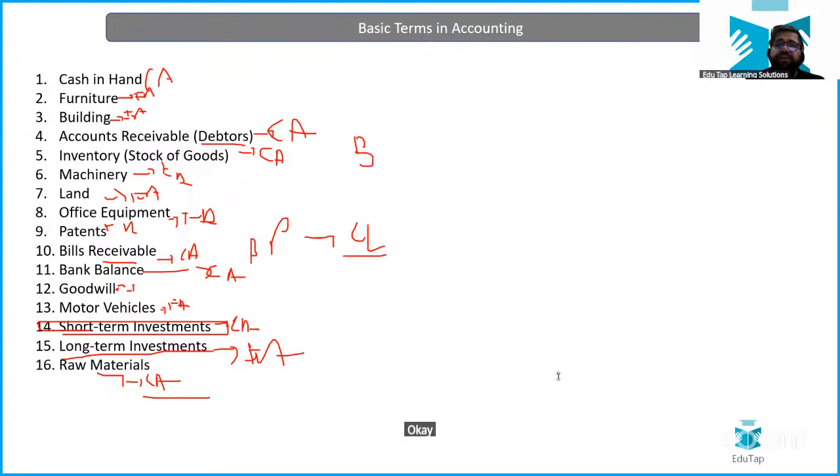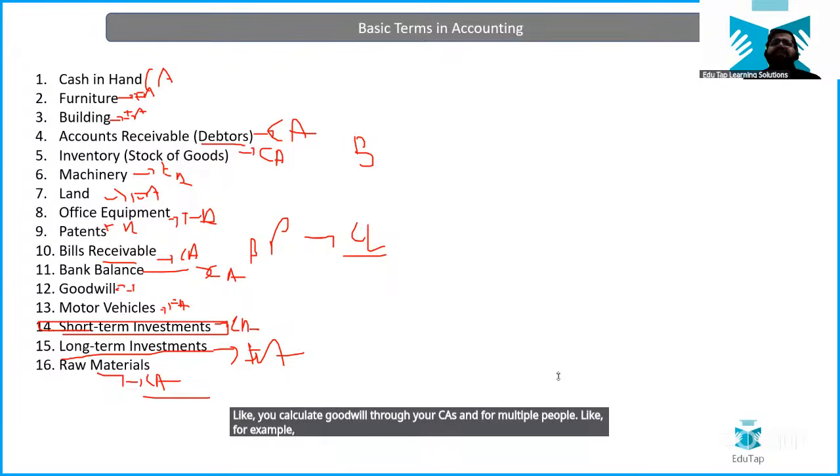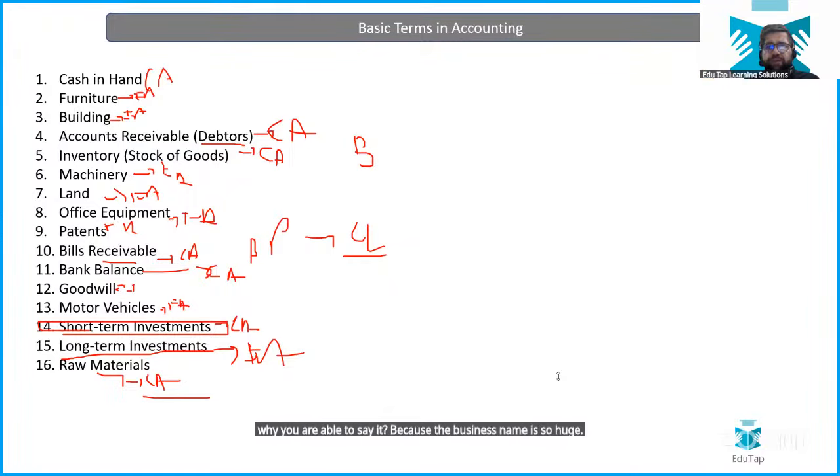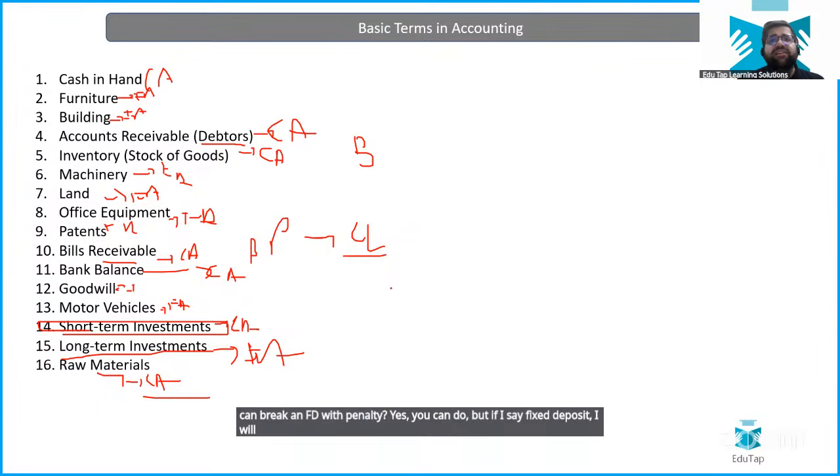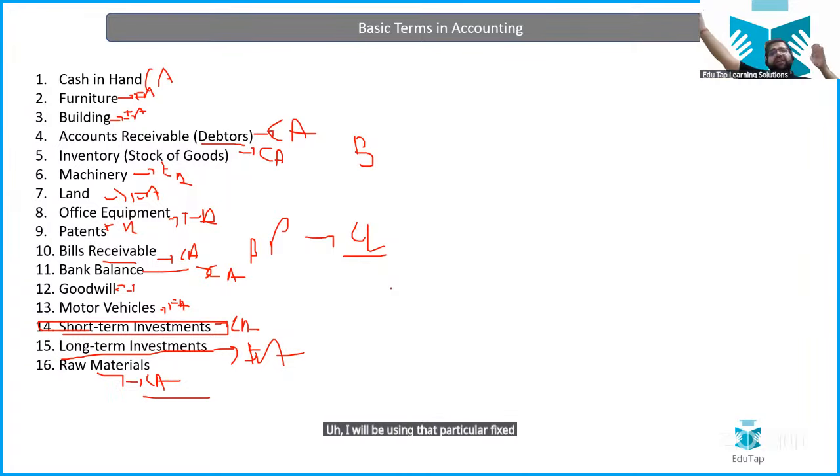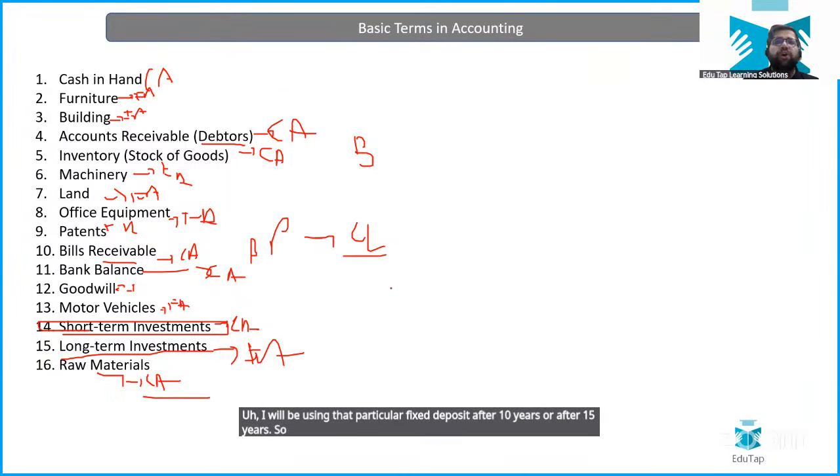Okay. How to measure goodwill? Nobody can. Goodwill is a number which you take. For example, if I say the goodwill of my business is 1 lakh, you take it as simple as that. Goodwill is calculated through your CAs and multiple people. For example, today Reliance has a goodwill of lakhs of crores. Why are you able to say it? Because the business name is so huge. Okay. Can you break an FD with penalty? Yes, you can. But if I say fixed deposit, I will generally take it as a non-current asset, because I will be using that particular fixed deposit after 10 or 15 years. So always take the normal case, right?